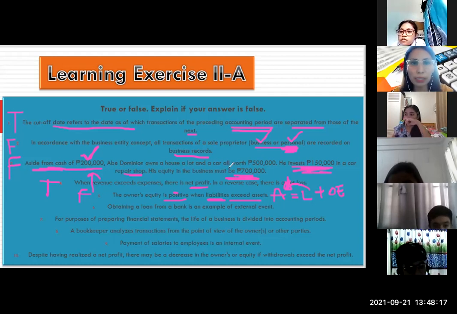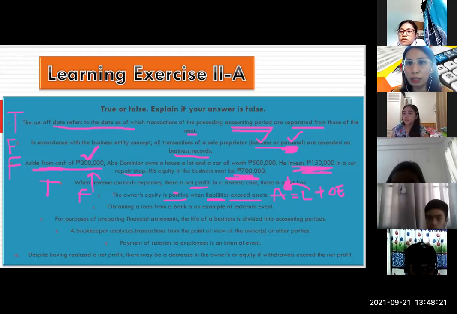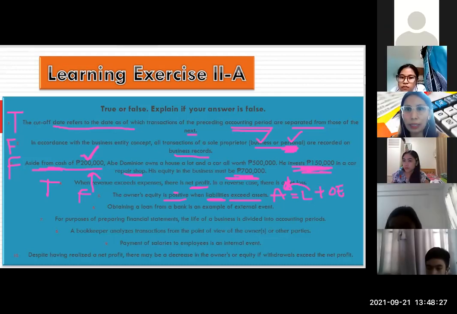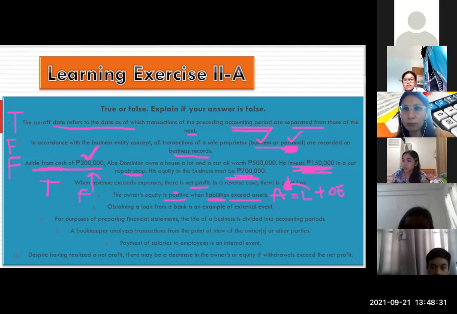Next, number six. Anyone who wants to answer? Number six, try lang po, try lang. Sige, go, Mr. Ganya, number six. Sir, babasahin pa. Sige po, pakibasa.